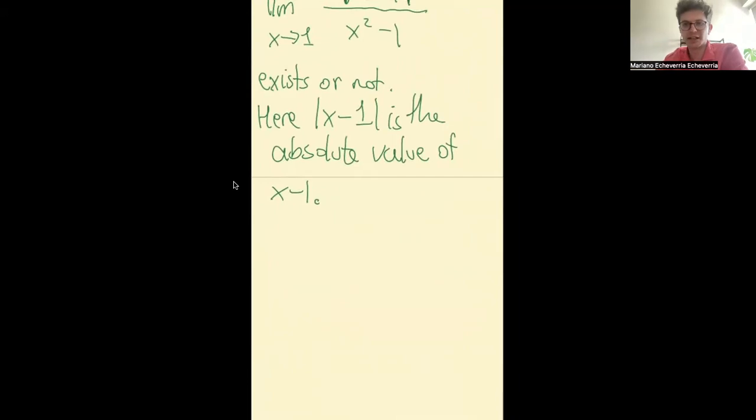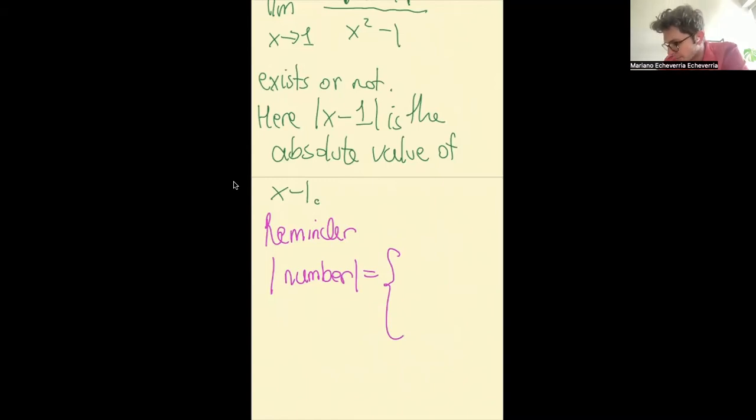So just as a reminder, what is the absolute value of some number? Okay, if the number happens to be non-negative, it just returns the same number, right?